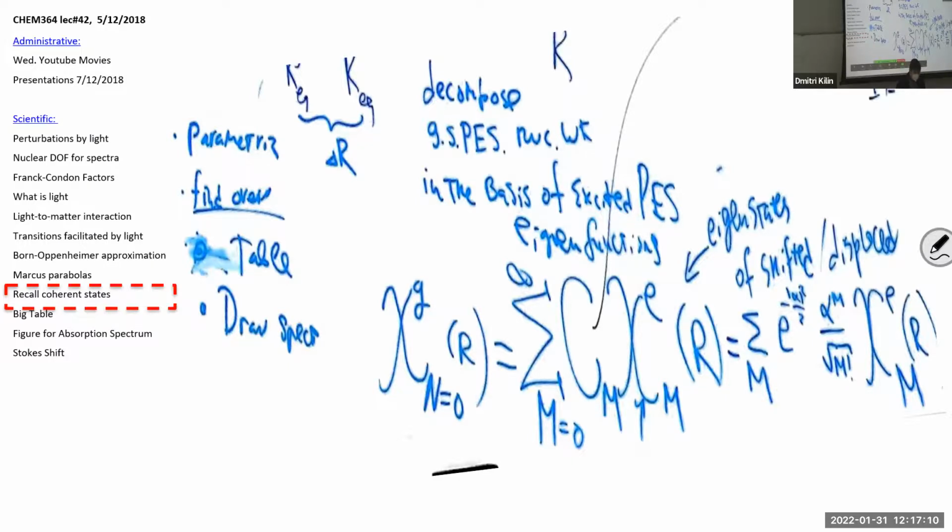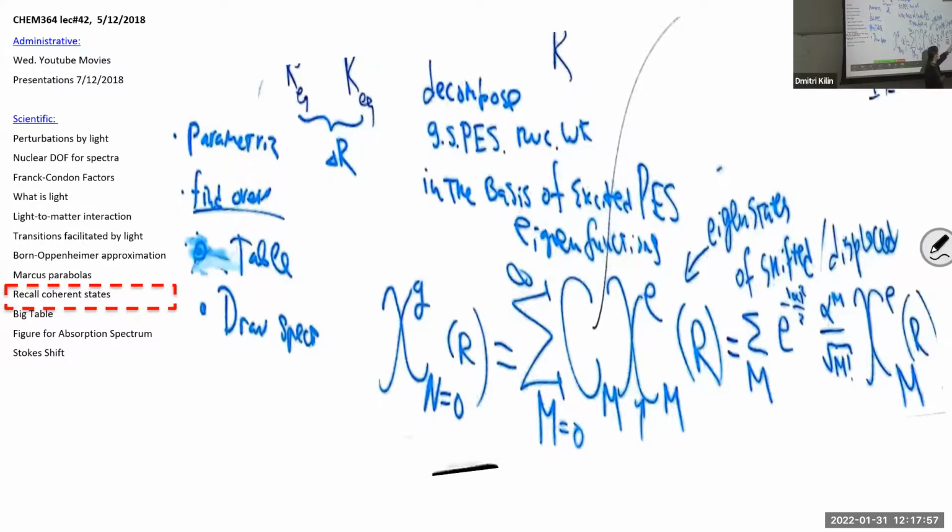It deals with the concept of basis decomposition, of expressing one function in the basis of a set of others. And here this equation, and specifically these little factors, tell us that the ground vibrational wave function can be expressed in the basis of eigenfunctions of the excited parabola, of the excited potential energy surface, with certain coefficients.